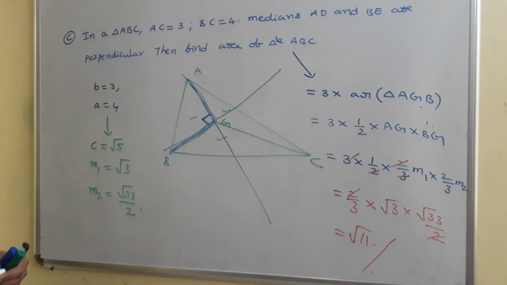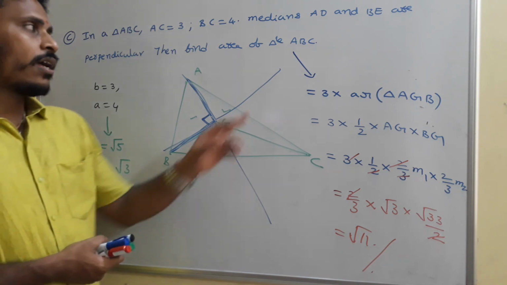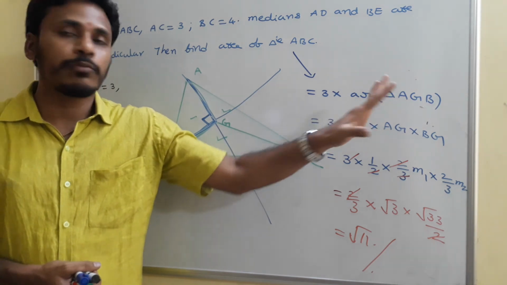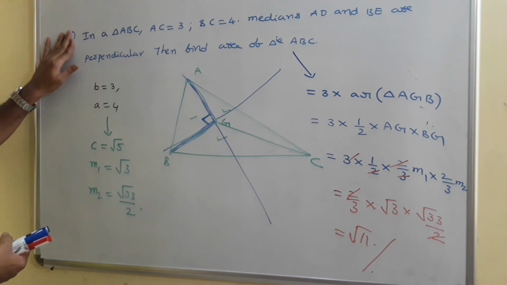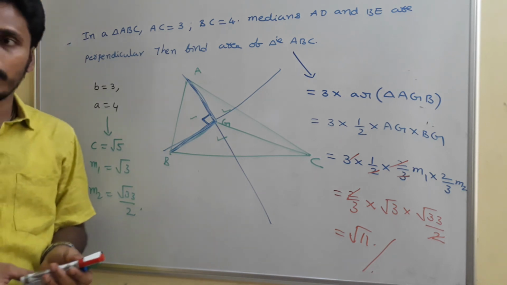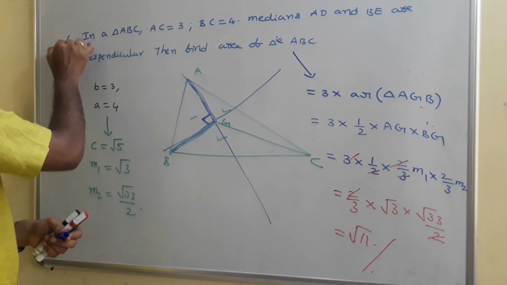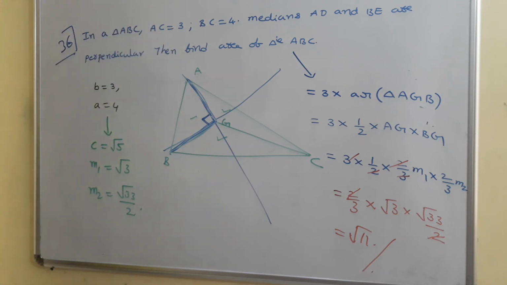Okay, just have a look. See, first of all with a and b I found c, m1, m2 and then to find the area I am using that the area of the triangle is 3 times the area of the triangle AGB, and from there I am continuing. Okay, you just take it as the next number, maybe 36 I think so. Okay, just have a look. So to solve each and every problem, we need to use all the formulas which we already derived. Okay, by memorizing all those things, it is easy to solve the problems.